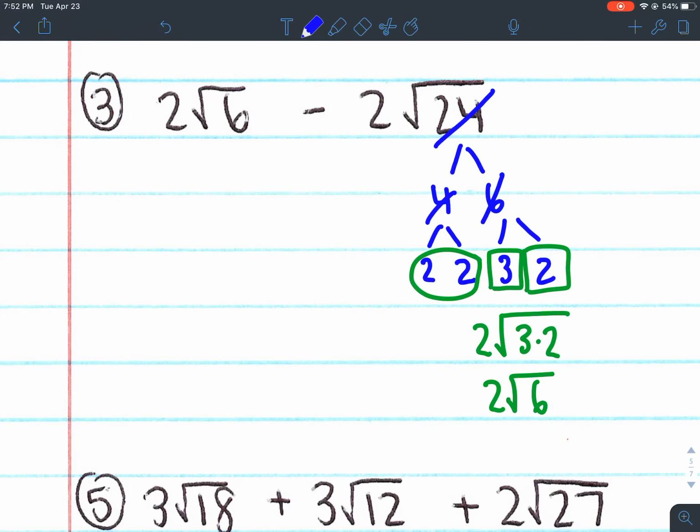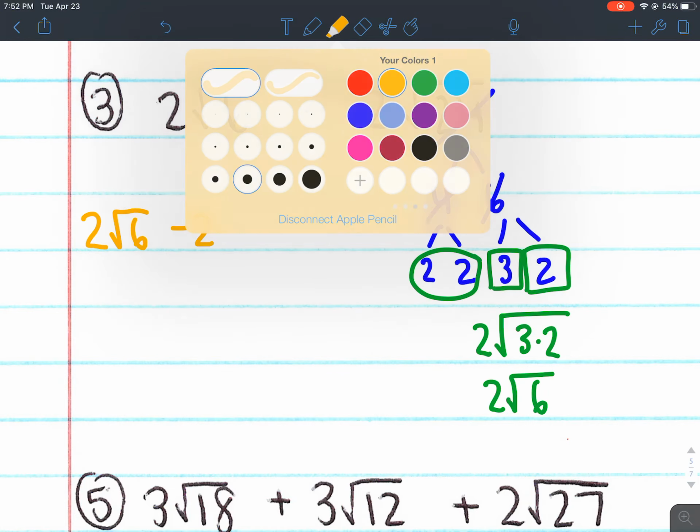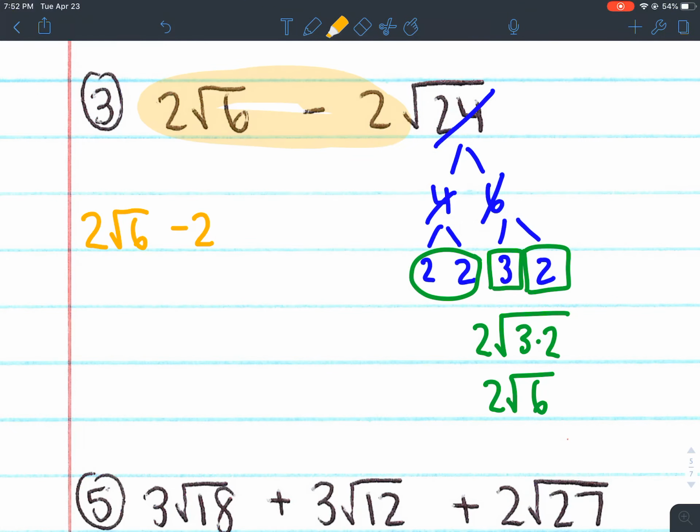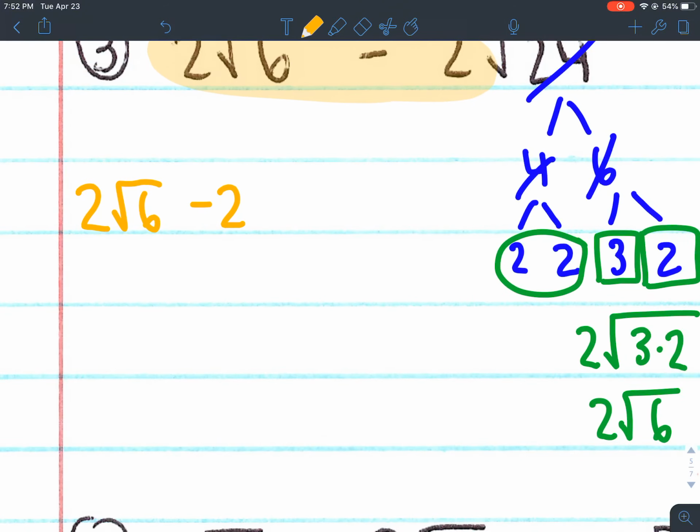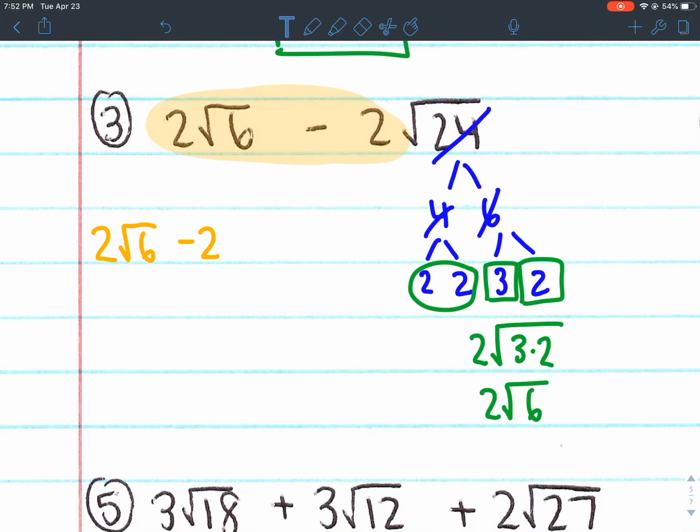So I'm going to copy what I had down. So at the beginning, I had 2 square root of 6 minus the 2. Remember, this doesn't go away. So all of this we didn't mess with. All we did was simplify that radical. So I copied that down here. And then lastly, I'm going to tag on that green stuff, 2 square root of 6. Okay? So I'm replacing that square root of 24.